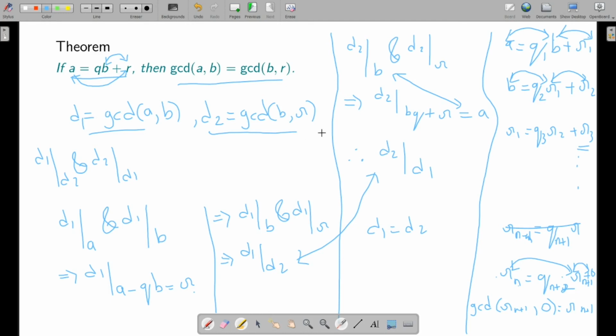Now, I said I will tell you why this will end at some stage. This will end at some stage because by the division algorithm, R1 will be strictly less than B. And we know that R2 will be strictly less than R1, and so on. So it has to at some stage become 0. So that proves Euclid's algorithm. This is called Euclid's algorithm.